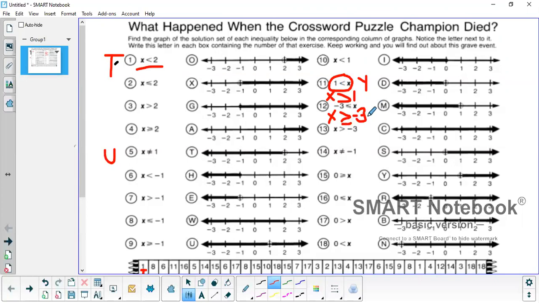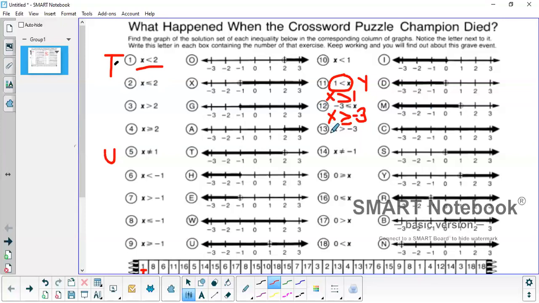Now, where should the point be? At -3. Now, should it be open or closed at -3? Closed. And it's greater than, so should it be going to the left or to the right? To the right. That's correct. So it should be a closed point at -3 and then go into the right. So did you find it?